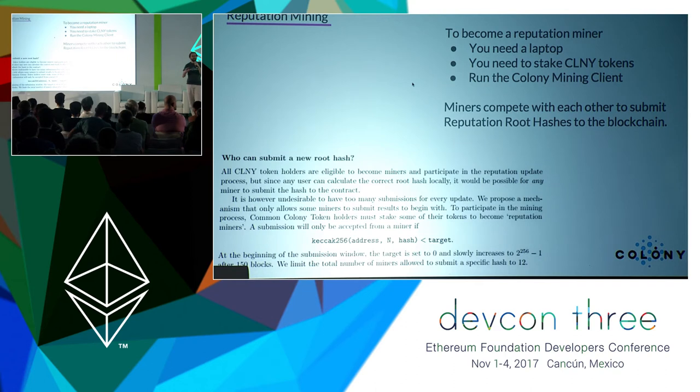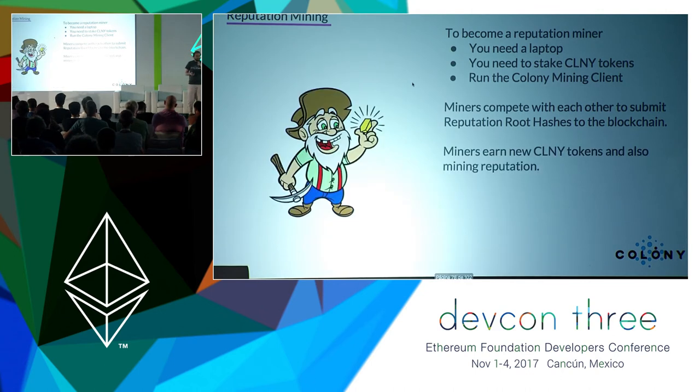So there's this competition going on where at the start of a submission window, very few miners qualify, and as the time goes on, more and more miners qualify until all the submission slots are full, and then a new cycle will start. And then miners earning tokens is the paradigm in this space, so that's no surprise that happens here as well. And so that's the overview of this mining procedure.